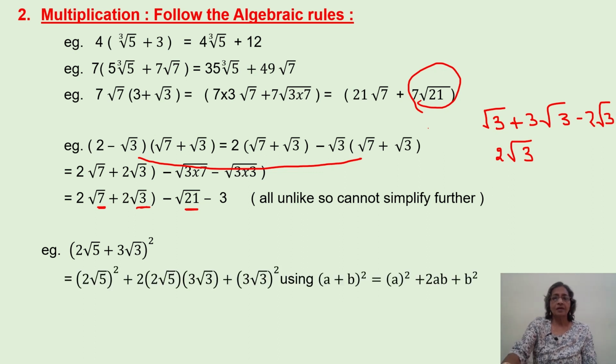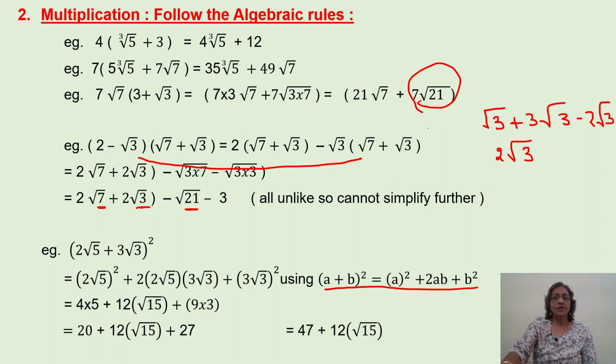Now over here, it's a bracket raised to square. So we'll use our formula of a plus b the whole bracket square. And you'll see that once we open out the bracket, we get a final answer. Just follow the simple rules and simple formulas of algebra wherever required.